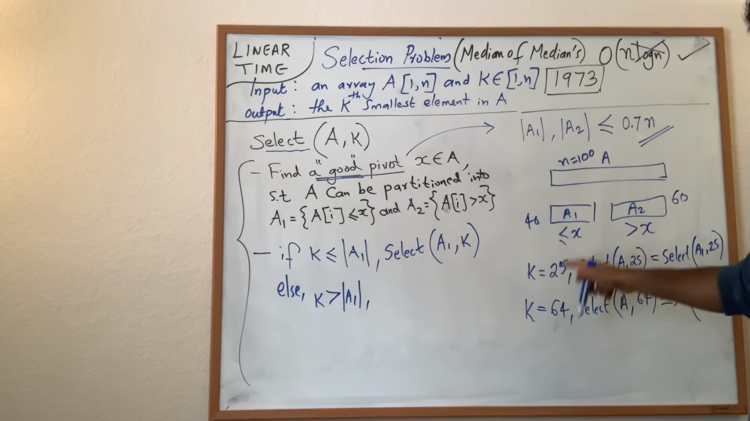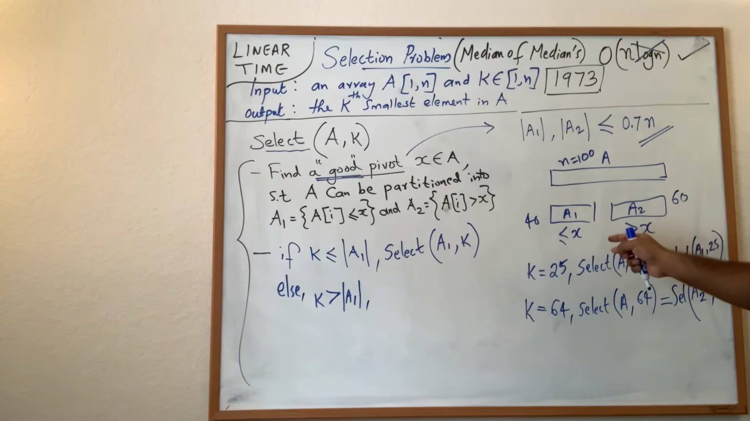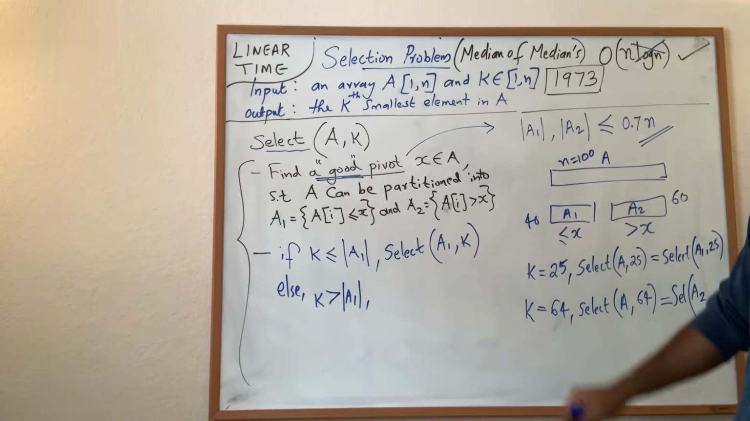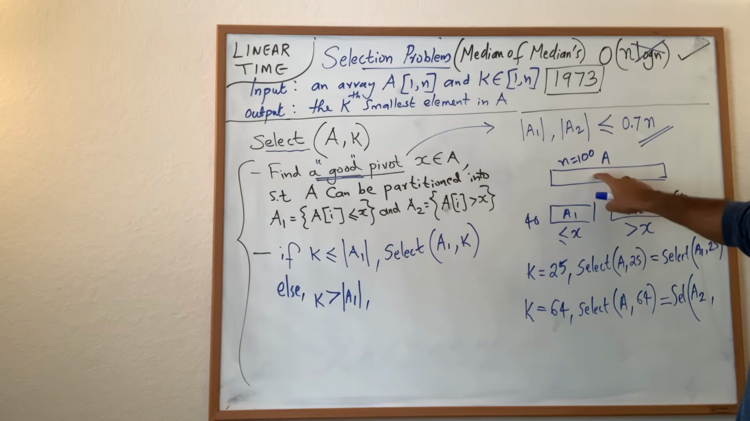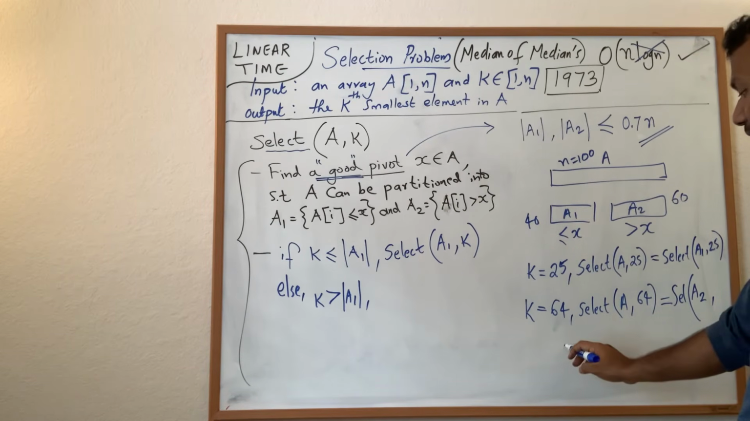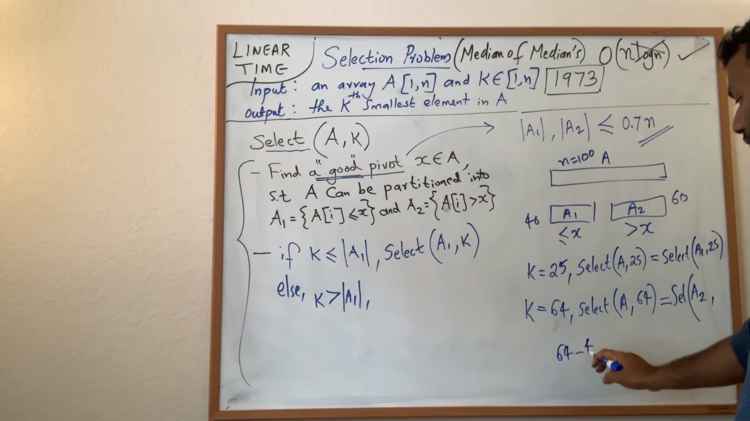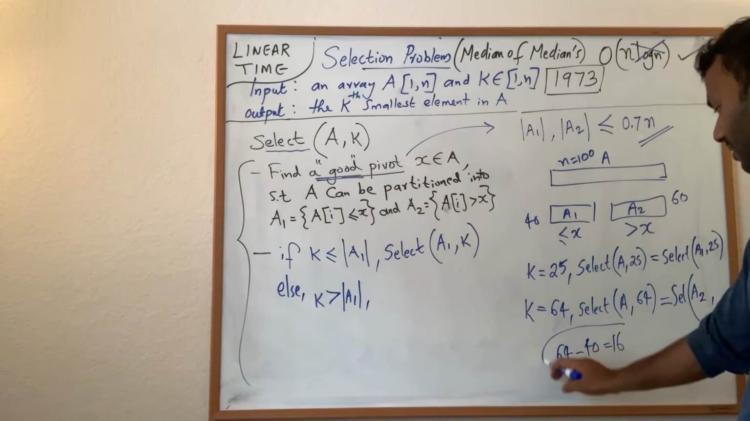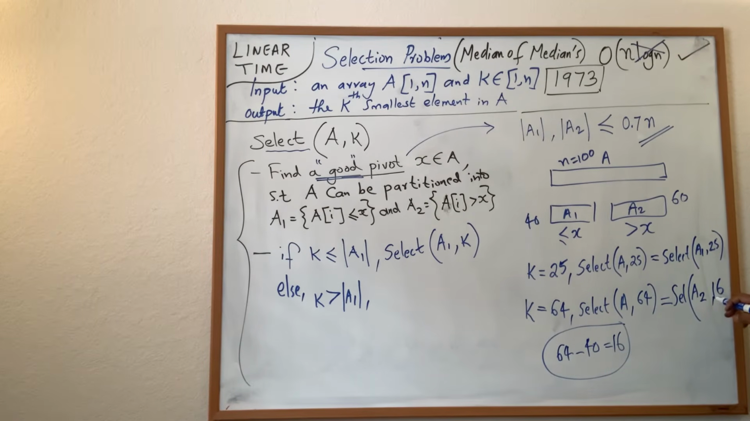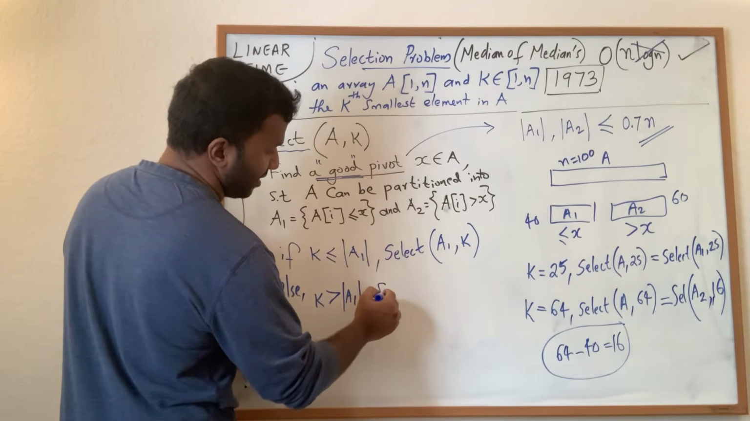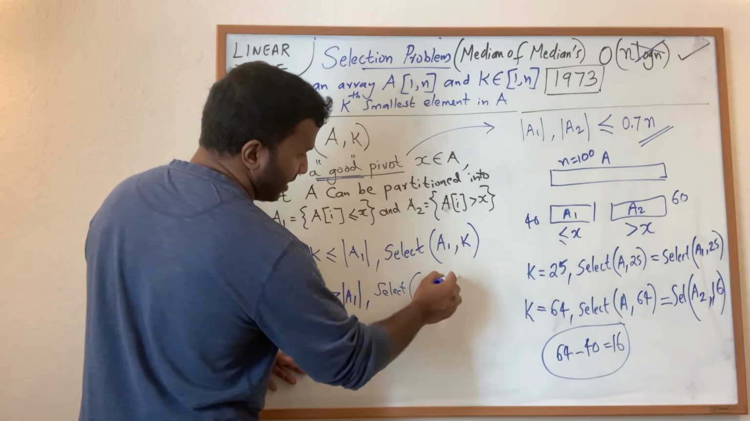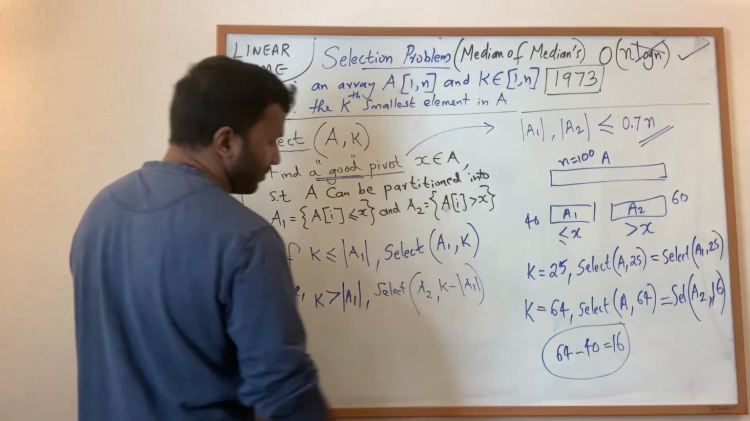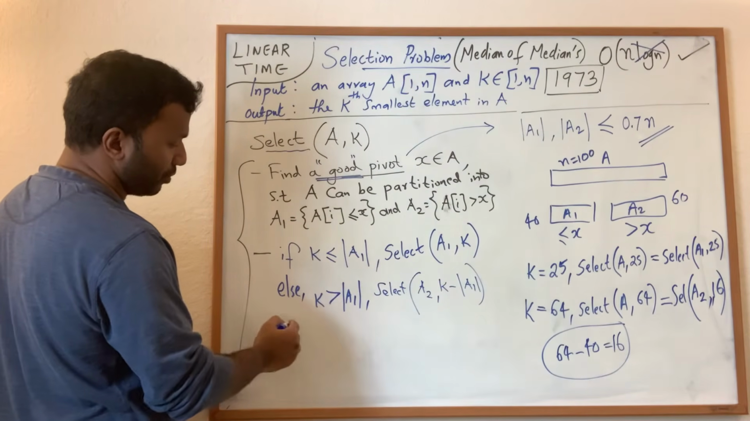Look, here it is 64, and within the first 64 numbers, 40 has gone to the left side. So that means the 64th smallest in this array is going to be 64 minus 40, which is nothing but 16. So A2 16. In other words, this is select A2 k minus A1. Okay, and finally, whatever is output, you report.